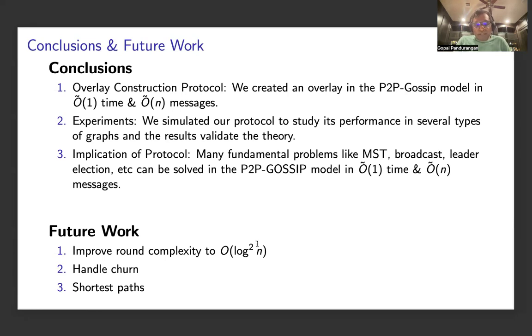More interesting is to handle churn, because peer-to-peer networks are not only reconfigurable, they are also dynamic. That means nodes leave and join, so the network is also changing. Can we adapt this protocol to deal with churn? And can we solve other problems in this model, like shortest paths? We can do MST, for example, which is already slightly non-trivial, and it is explained in the paper. Can we do something like shortest paths? Thank you.